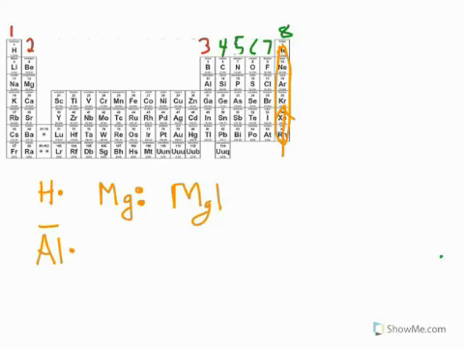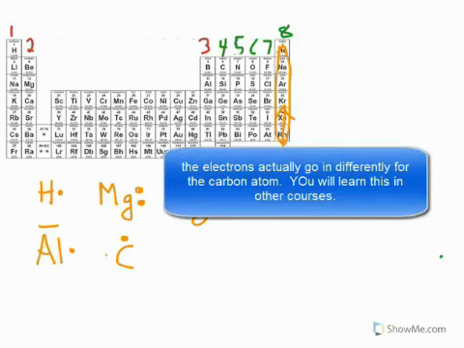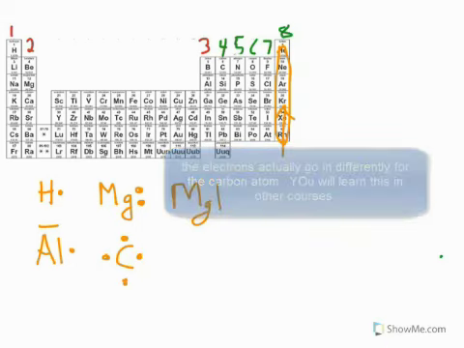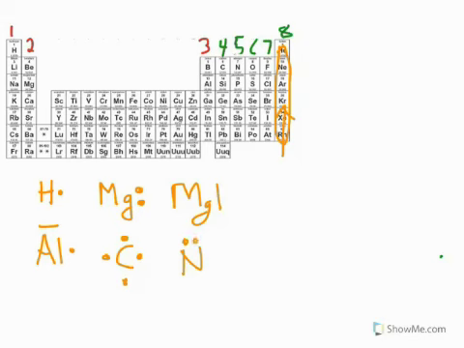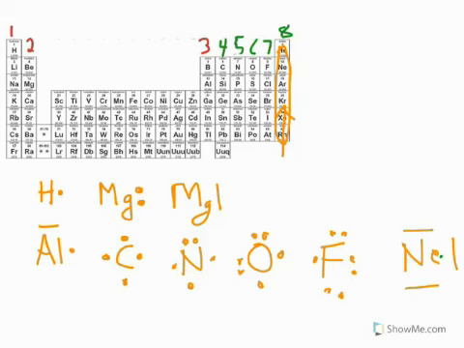Okay, when we go to the fourth column, carbon, we put them in like this, separate, 1, 2, 3, 4, as far apart as possible. Then nitrogen, and they go in 1, 2, 3, 4, 5. You can see what's going to happen here. The oxygen column, 1, 2, 3, 4, 5, 6. Fluorine, 1, 2, 3, 4, 5, 6, 7. And neon has 1, 2, 3, 4, 5, 6, 7, 8.